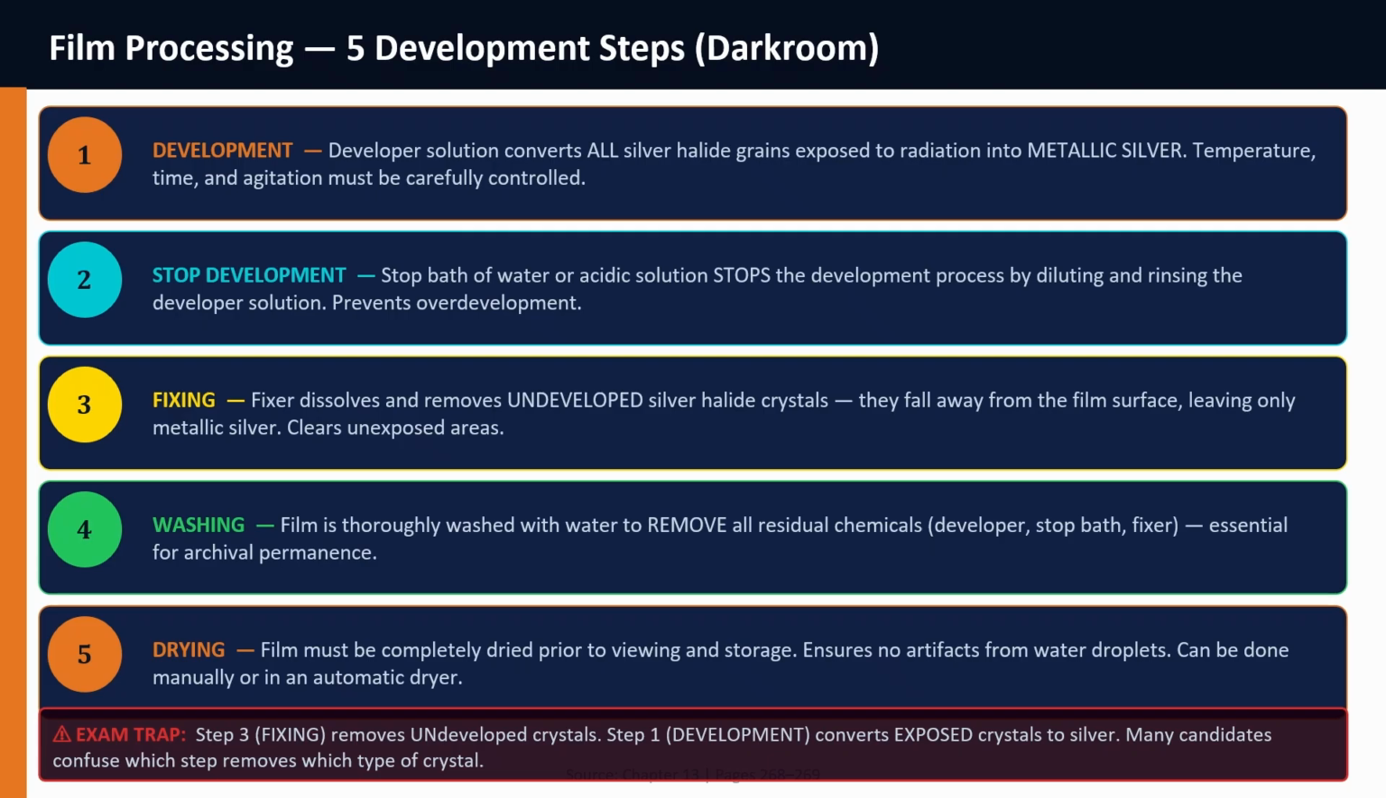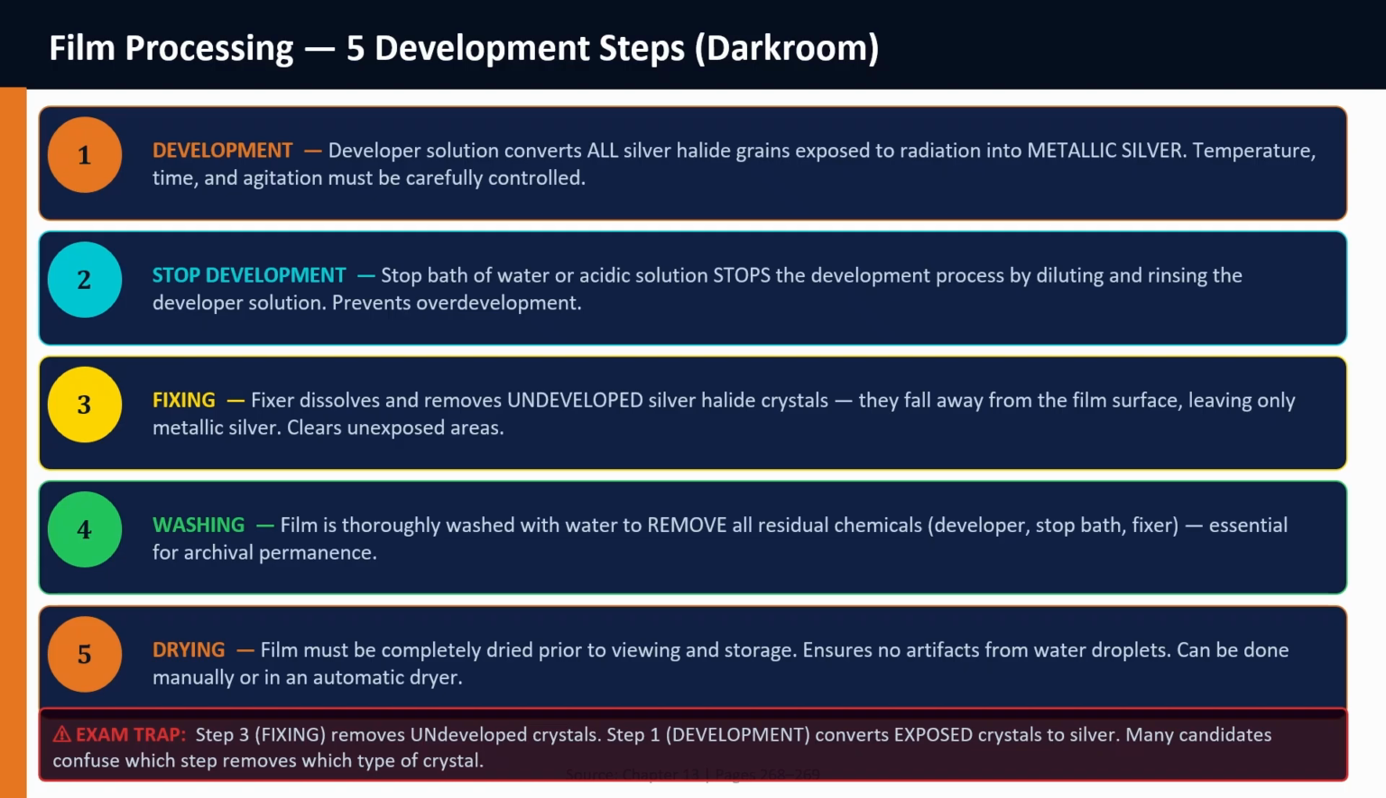Film processing converts the invisible latent image into a permanent visible radiograph. There are 5 major stages. First is development. The developer converts the exposed silver halide grains into metallic silver. Second is stopping development. The purpose is to prevent the developing action from continuing uncontrollably. Third is fixing. This is a very important examination point. The fixer removes the undeveloped silver halide crystals. It does not remove the metallic silver that was produced during development.